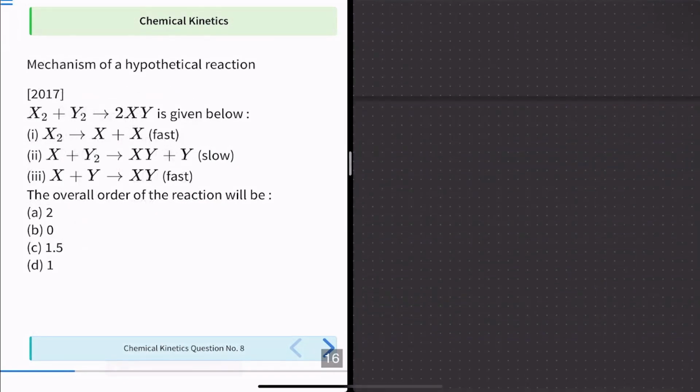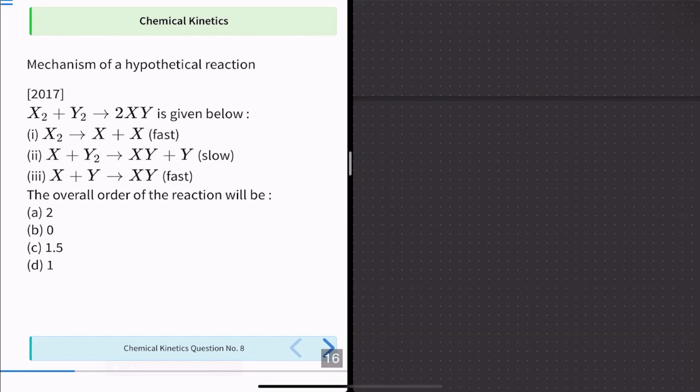The mechanism of a hypothetical reaction is given as X2 plus Y2 giving rise to 2XY. But it is not an elementary reaction. It is a complex reaction, a multi-step reaction. The first step is X2 gives rise to X plus X. Then X plus Y2 giving rise to XY plus Y. It is a slow reaction. Then the third reaction is X plus Y giving rise to XY, and it is also a fast reaction. In this condition, how will you find the order of the reaction?